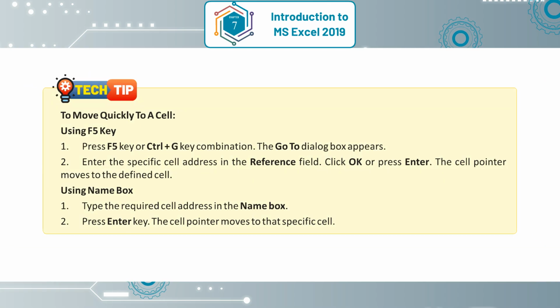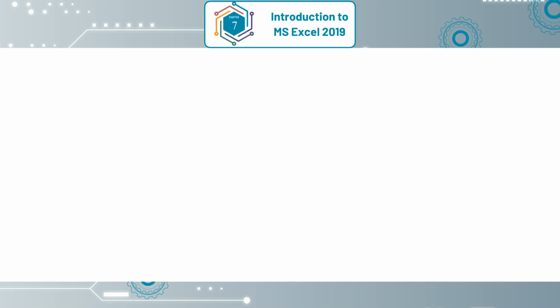Tech tip: to move quickly to a cell, using the F5 key. 1. Press the F5 key or the Ctrl plus G key combination. The Go To dialog box appears. 2. Enter the specific cell address in the Reference field. Click OK or press Enter. The cell pointer moves to the defined cell. Using the Name box. 1. Type the required cell address in the Name box. 2. Press the Enter key. The cell pointer moves to that specific cell.